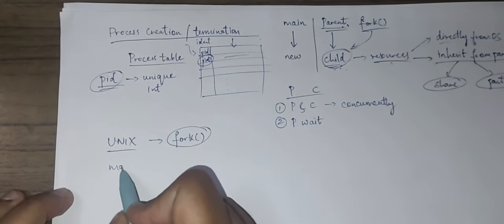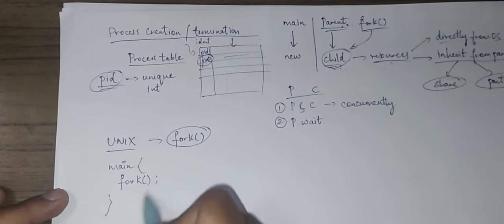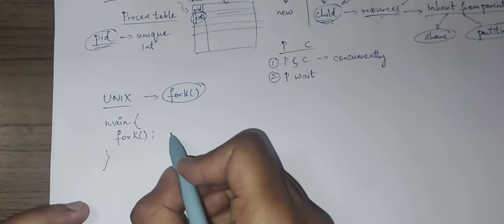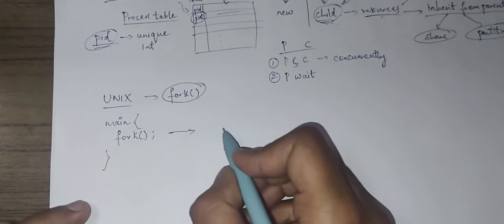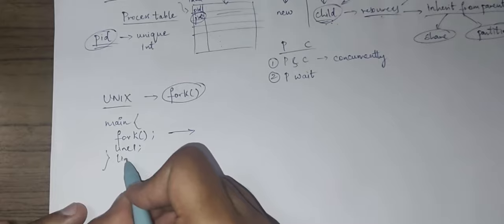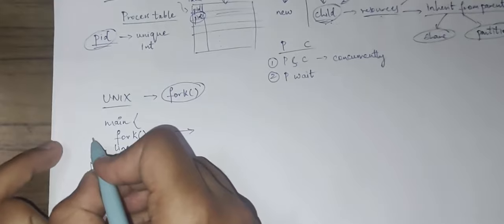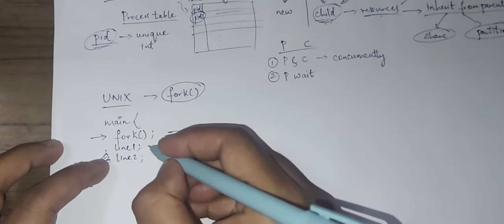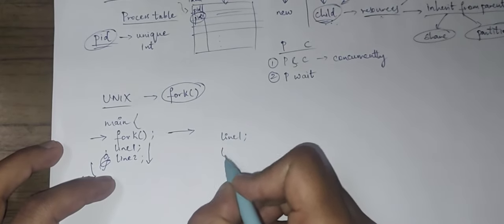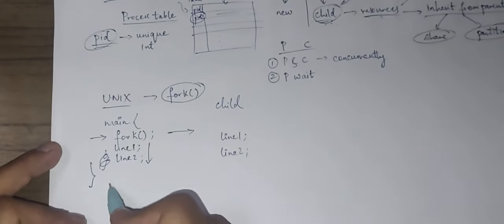So let's say there was some main function, and in this main function we go ahead and call this fork. So what happens? Whenever fork is called, there would be another child process created, and let's say there were some lines of code here. There was line one, there was line two, assuming. So whenever fork is called, from the point where the fork is called till the end of the function, we have line one and line two. So this would be our child process, the new process. This is our parent process.